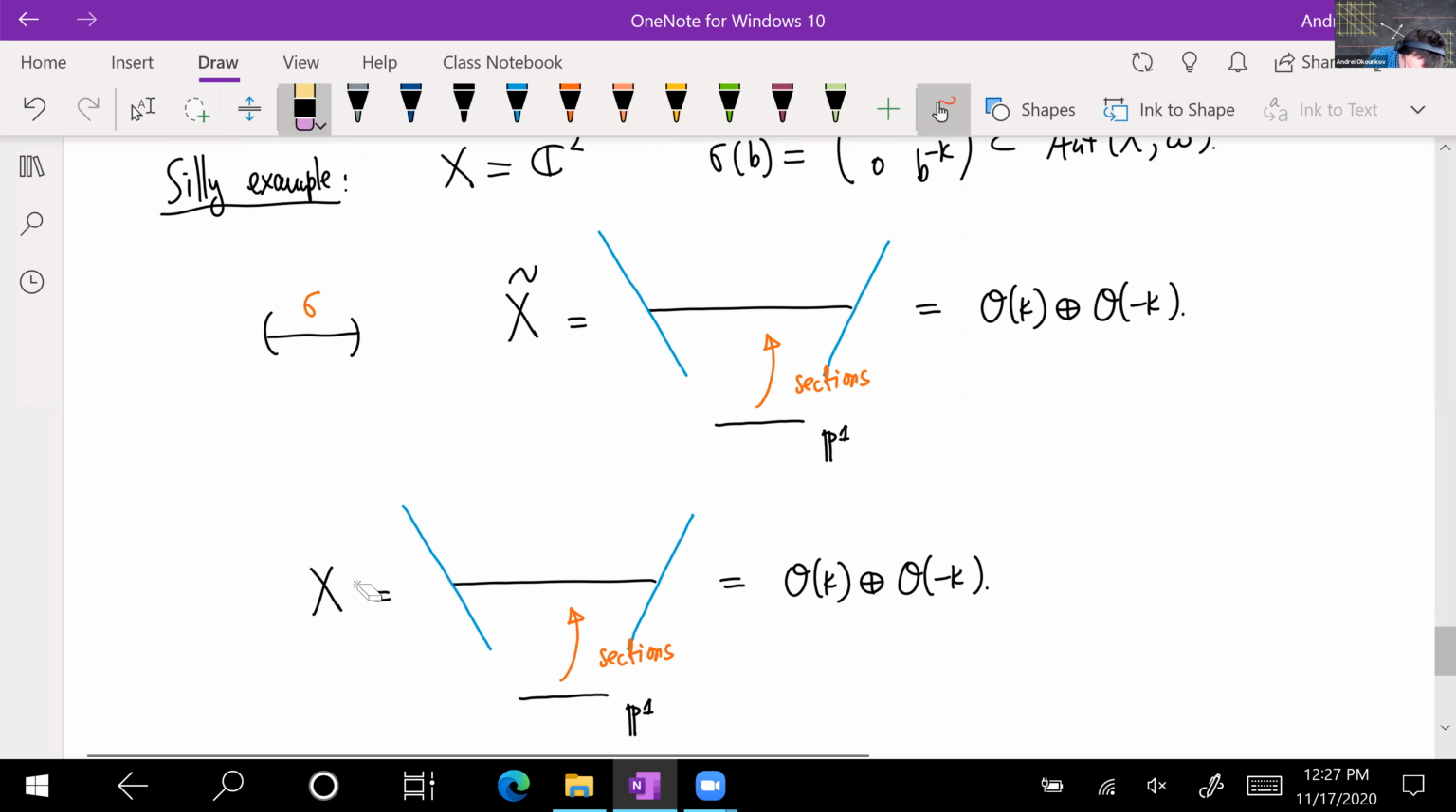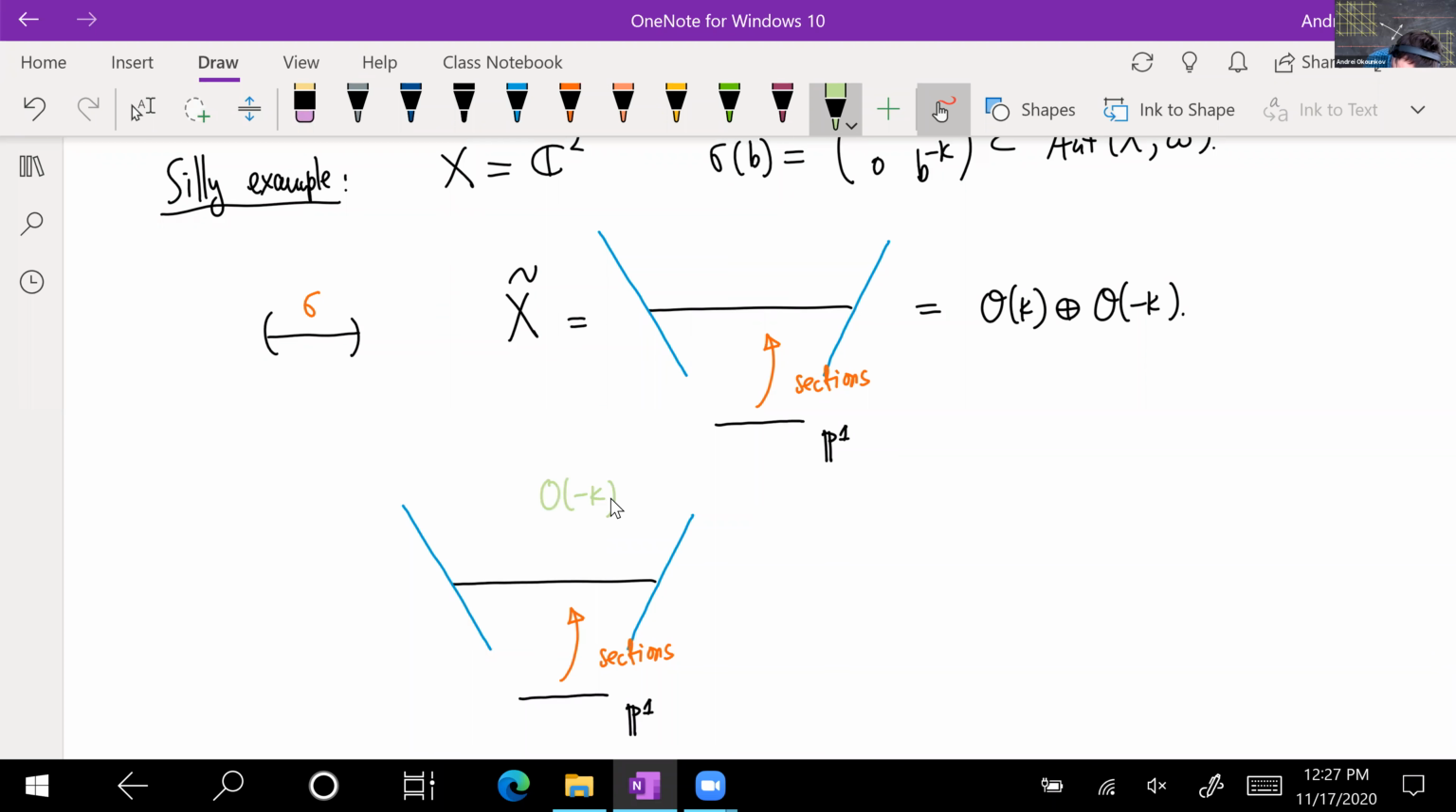Well, the sections, there's the negative. So this is, of course, by this mnemonic I described, the negative one is called O of minus K. Let's say K is positive, K bigger than 0, so let's not waste our time with 0. Then I have O of minus K, and this is O of K. And so the O of minus K negative bundle has no sections here.